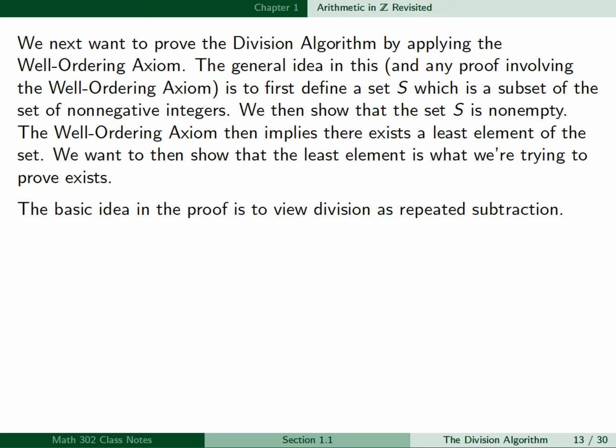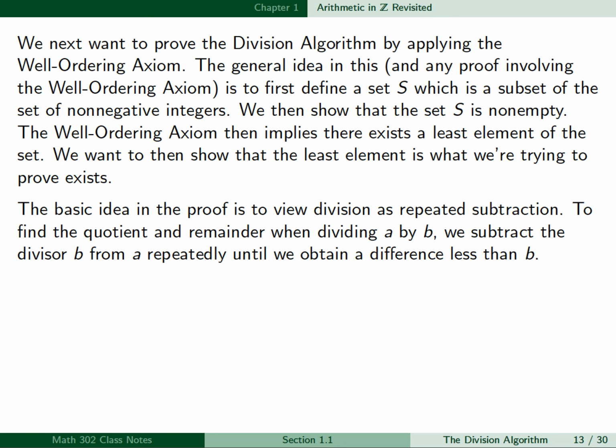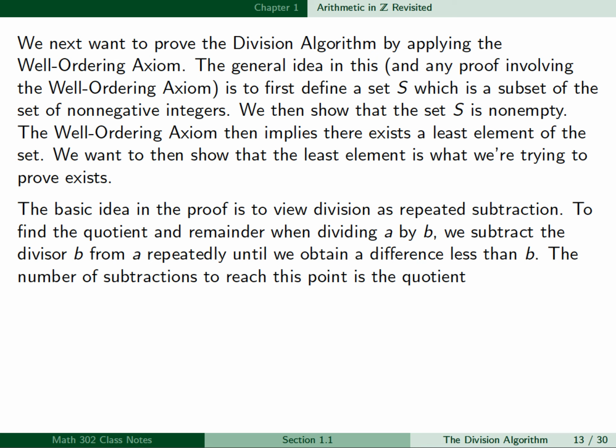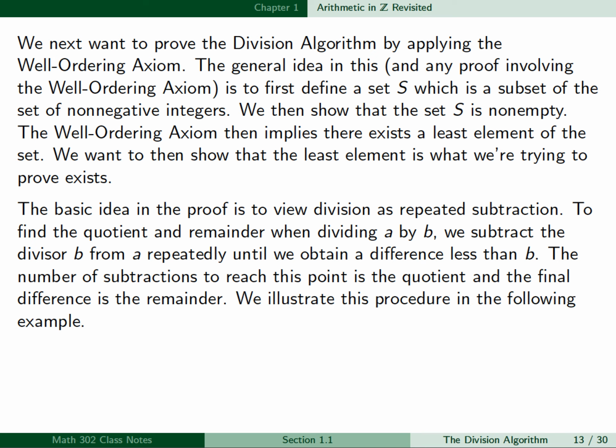Now the basic idea in the proof is to view division as repeated subtraction. To find the quotient and remainder when dividing a by b, we subtract the divisor b from a repeatedly until we obtain a difference less than b. The number of subtractions to reach this point is the quotient, and the final difference is the remainder. We'll illustrate this procedure in the following example.